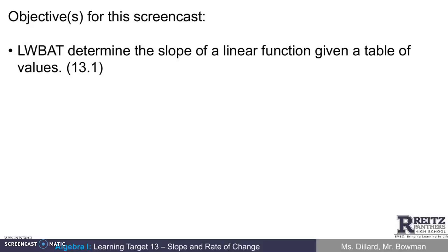The objective of this screencast is learners will be able to determine the slope of a linear function given a table of values.